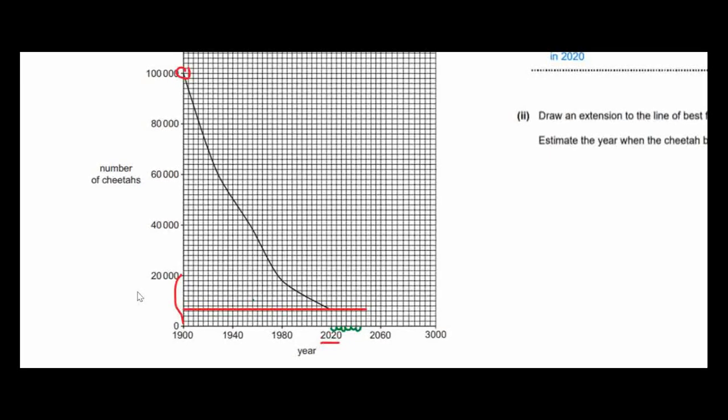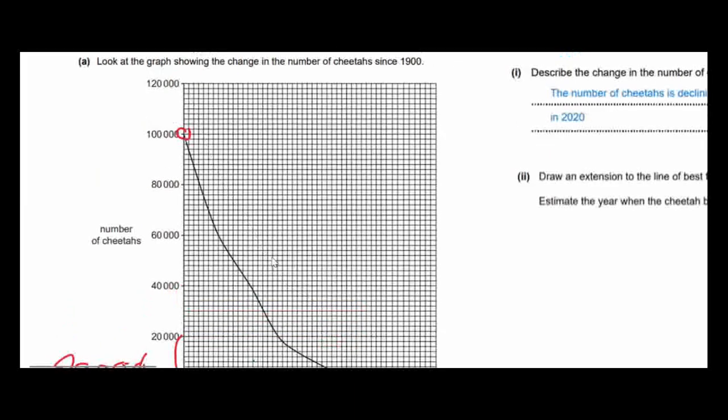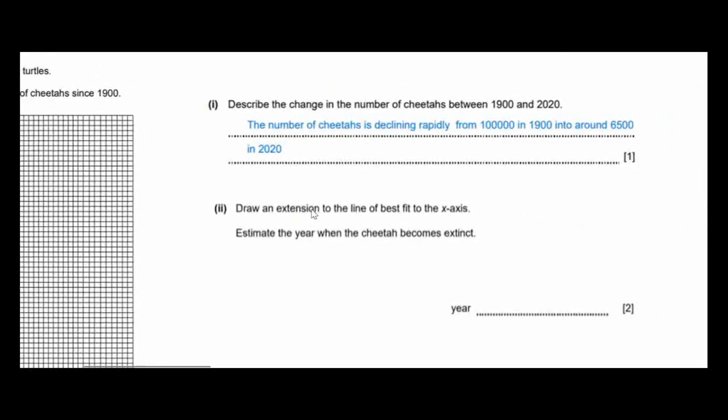So 10 small steps is for 20,000. So we divide by 10 small steps, so one step is 2,000. Now we see that this is around 2, 4, 6.5, so 6,500. That's how we got the answer: 6,500 in 2020.